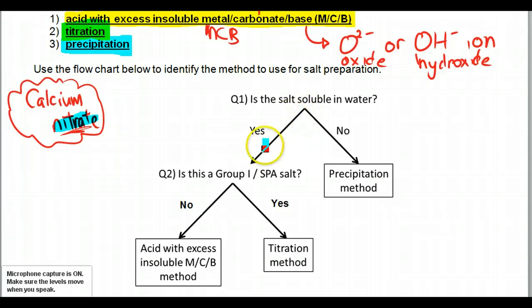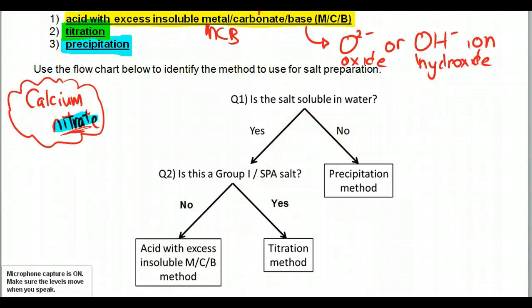Once I've determined the first question, let's look at the second one. Is this a group 1 or SPA salt? So in this case, is calcium an SPA salt? That means, is it sodium, potassium, or ammonium? Or does it belong to any of the elements in group 1, which is the first column? If you look through your periodic table, calcium is not any one of them. So therefore, I'll need to go down this row. So therefore, the method used is acid with excess insoluble MCB method.